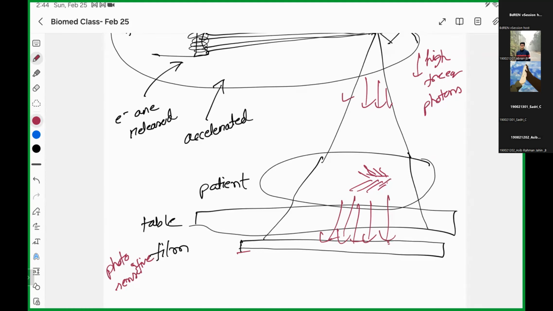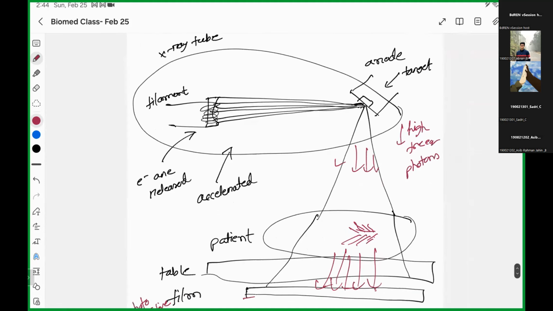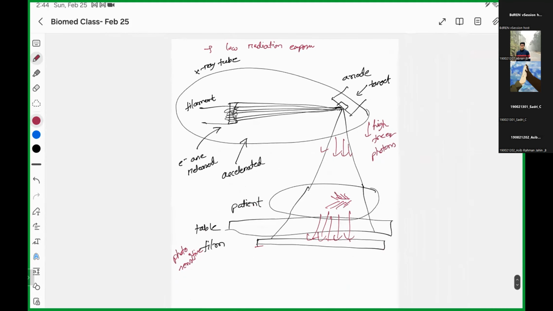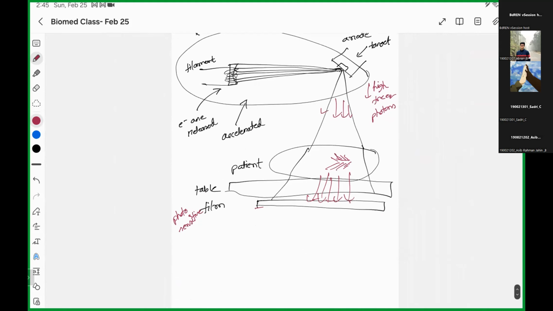This is how an X-ray setup works. This is the X-ray setup, and same way it is actually performed. Still today, just like previously, it's performed the same way today as well. Any question?